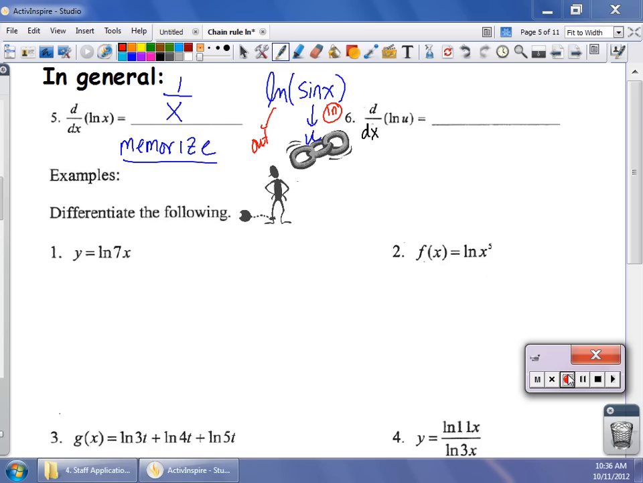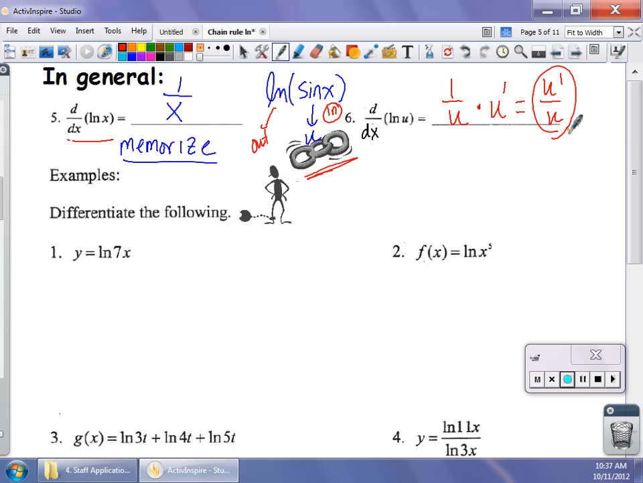So when we have an inside and an outside function, we have to apply the chain rule. So the derivative of the outside, well, since over here we saw that the derivative of ln is 1 over x, the derivative of ln of u is 1 over u. But then the chain rule comes. We have to multiply by the derivative of the inside function, and I'm just going to call the derivative of u, u prime, just for simplicity's sake. If we multiply that together, we get u prime over u. So the derivative of the ln of u is u prime over u.